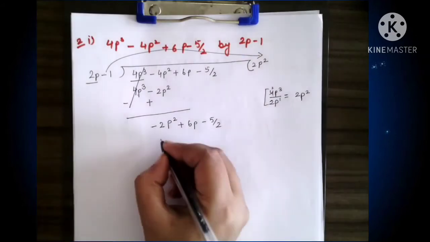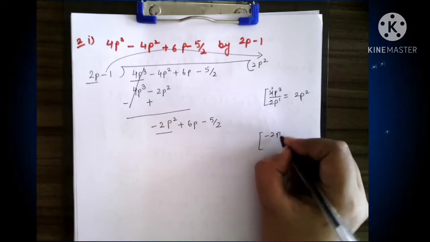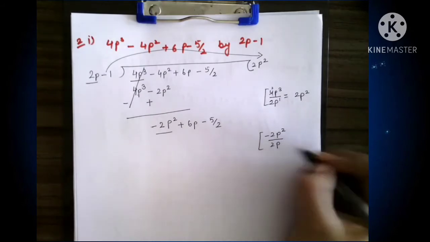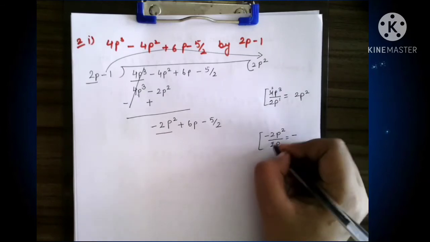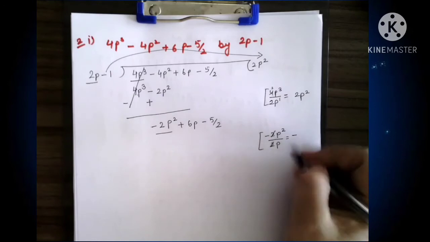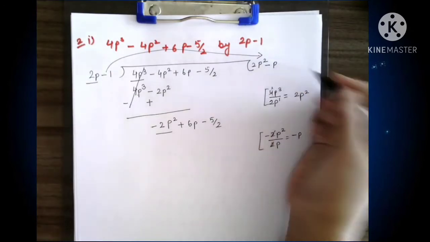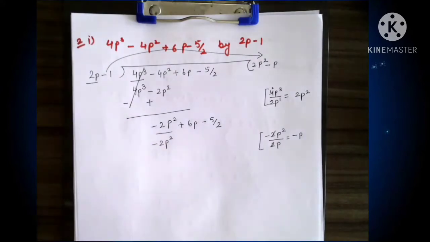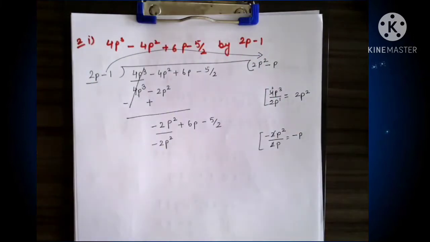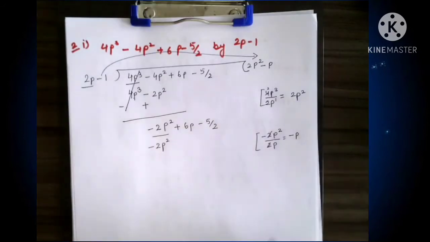Now the first term of the new dividend is -2p square divided by 2p. So what will be the second term of the quotient? Minus, cancel, p square by p, we get p. So it is your minus p. The first term we just write like this. Where does it come from? By multiplying, because it came from dividing, if you cross multiply you will get your dividend. So no need to do it, you will get the same.